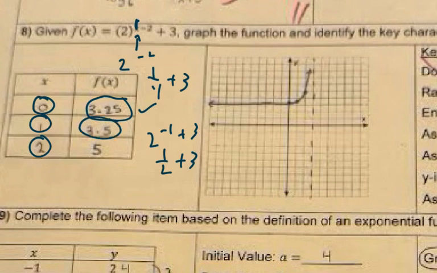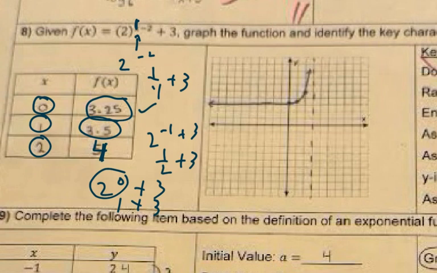Good. And when you plugged in 2, I get 2 to the 0 plus 3. And anything to the 0 is 1, so 1 plus 3. Oh, I think you got lucky on this one, right? Because with the 2, you should have gotten 2 to the 0, 1 plus 3 is 4. So you did get a little lucky with this one.